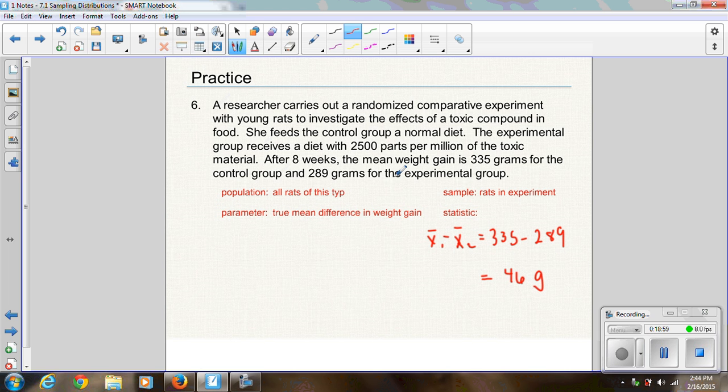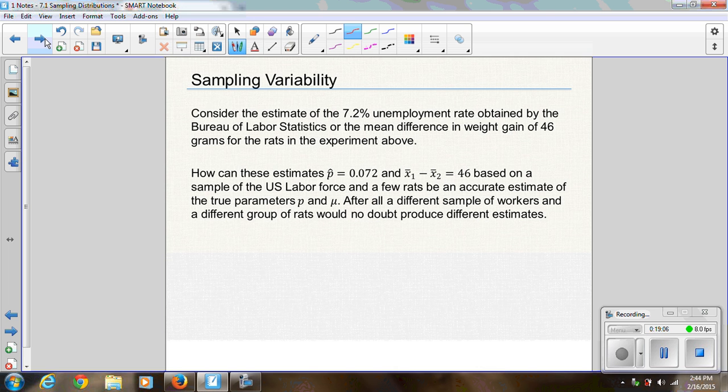But again, notice how my values are given with units. That's an indication that I'm dealing with a mean and not a proportion. Okay, so we've talked already about sampling variability.